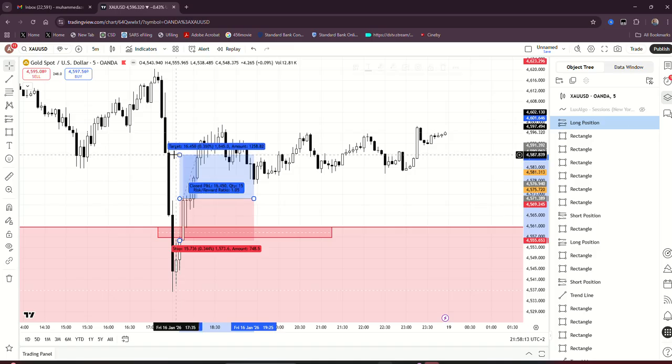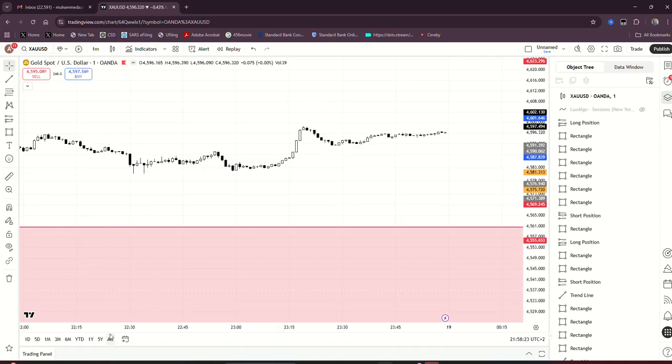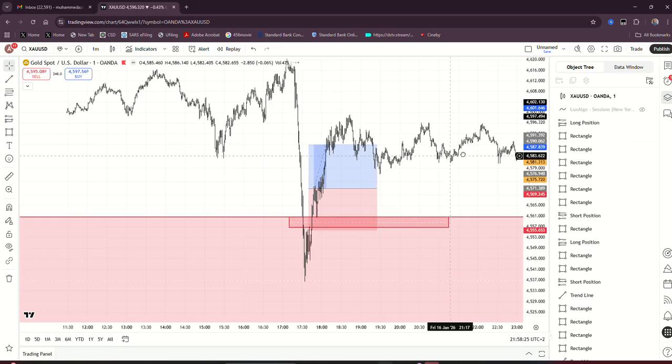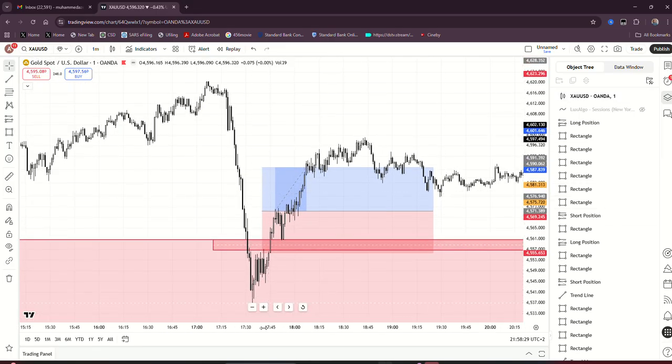Maybe even a 1-to-1 or something like that, right? Very simple stuff, guys. Very simple stuff. Okay. And of course, you can go into a lower time frame as well if you want, maybe a more precise entry, maybe even an earlier entry. Okay, basically the same thing.